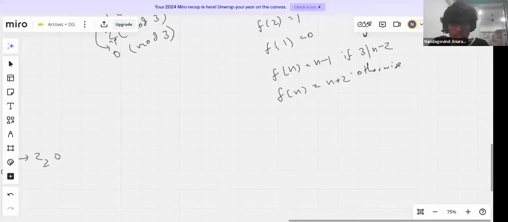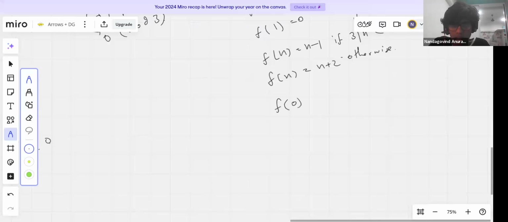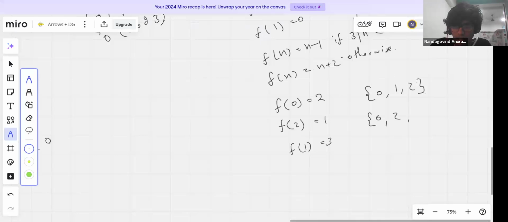So now if I look at this function, f of 0 is equal to 2, f of 2 is equal to 1, and f of 1 is equal to 3. So this is what I mean by I can partition 0, 1, 2, 3 into this sort of set, which is 0, 2, 1. And now this thing maps to this thing, this thing maps to this thing, and this plus 3 is f of this thing. This is by f, this is by f, and this is what we have.